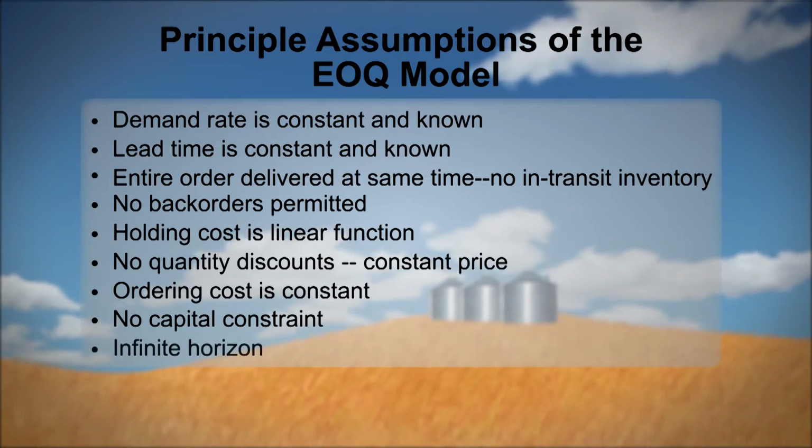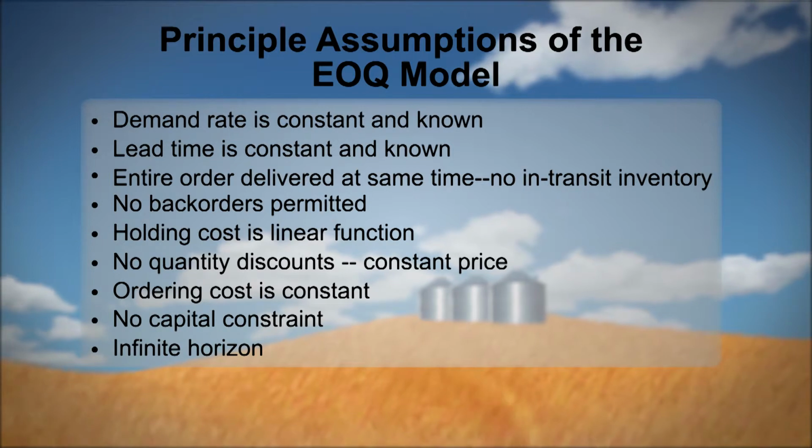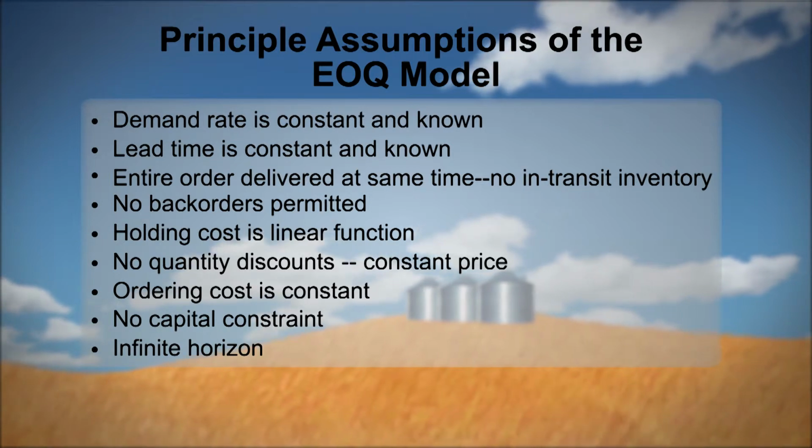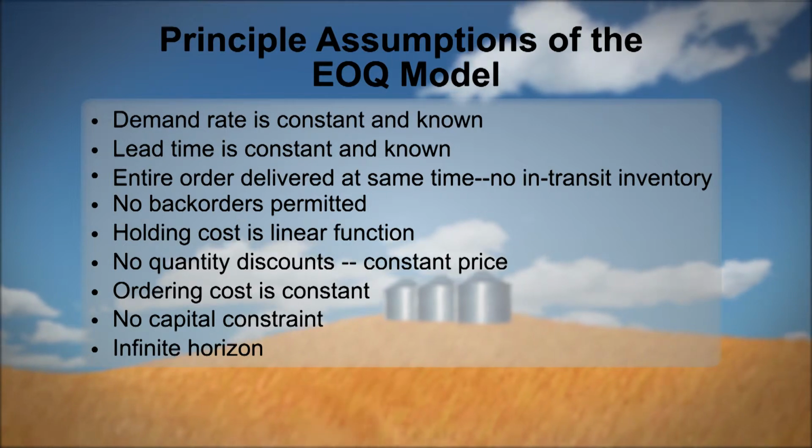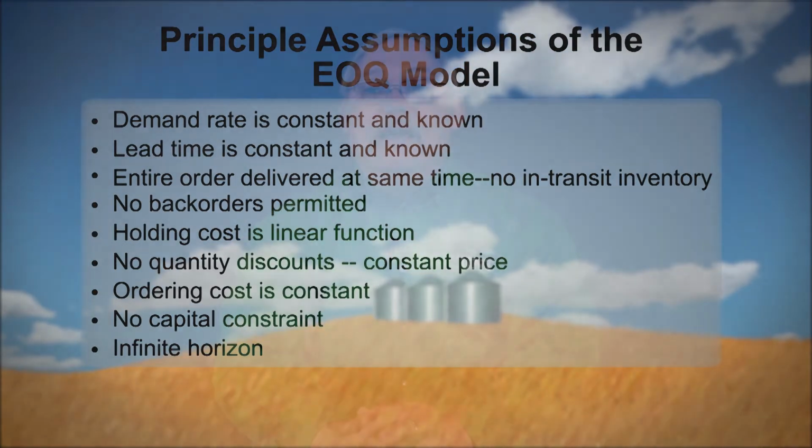Finally, we have an assumption that many students seem to have problems with. We will assume that there's an infinite time horizon. That is, the company is going to be in existence January 1st of next year. If economic order quantity recommends we order 2.5 times per year, we'll order twice this year and 3 times next year. Don't round EOQ. The company will continue to be in business.